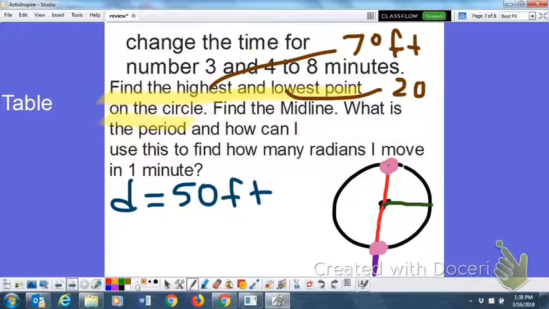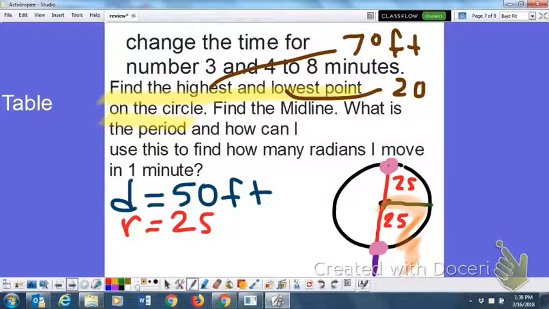So the trick to this problem is that you have to figure out what the radius is. If the diameter is 50, my radius is 25. So from my center to the top is 25, and from the center to the bottom of my circle is also 25, but from the center to the ground is 45. The piece I'm going to highlight in orange, that distance, is 45.